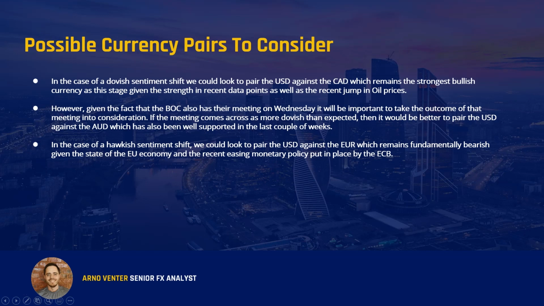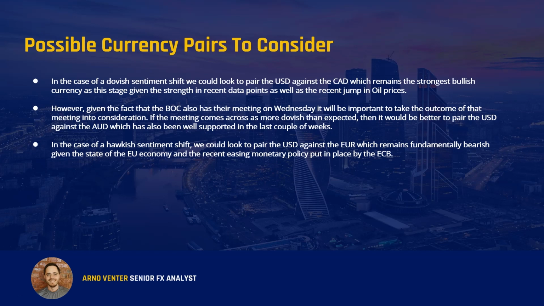Then, possible currency pairs to consider for trading with the USD. In the case of a dovish sentiment shift, we could look to pair the US dollar against the CAD, which basically remains the strongest bullish currency at this stage given the strength in the recent data points as well as the recent jump in oil prices. However, we need to remember that the BOC also has their meeting earlier on Wednesday, and it'll be very important to take the outcome of that meeting into consideration for this trade idea.